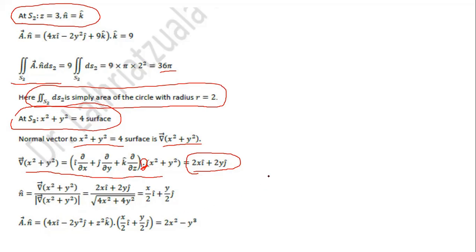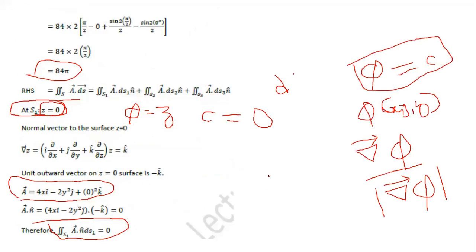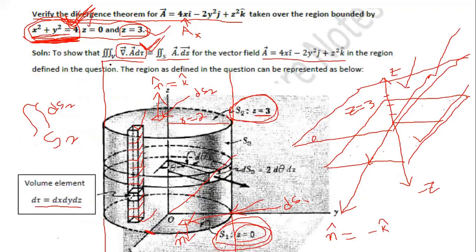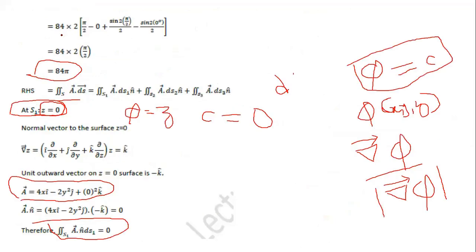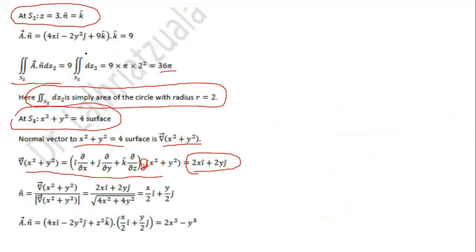And again, the equation of your circle is x squared plus y squared equal to 4. If you take square root on both sides, square root of x squared plus y squared will be equal to 2. So here you will find that square root of x squared plus y squared is 2. So x has to be divided by 2, y has to be divided by 2. So this vector is your unit vector.